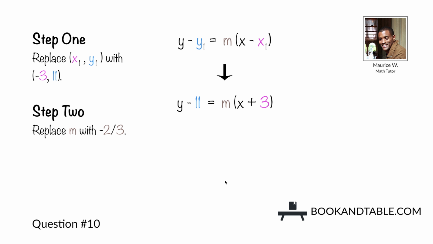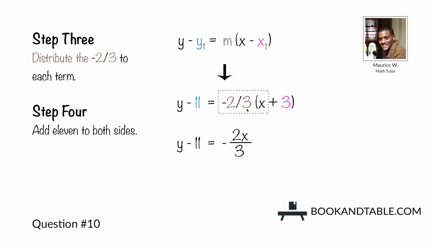Step 1, replace x1 with -3. X minus -3 becomes x plus 3. And replace y1 with 11, giving us y minus 11 on the left side. Step 2, replace m with the slope -2/3. So we have y minus 11 is equal to -2/3 times x plus 3.